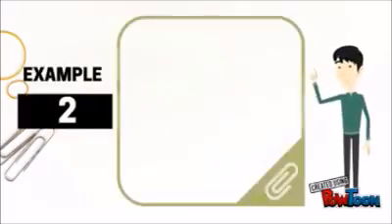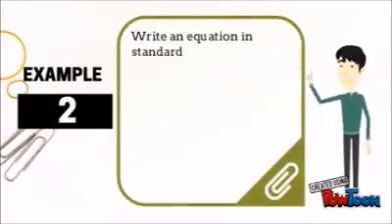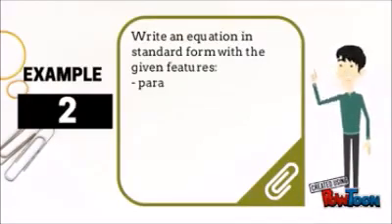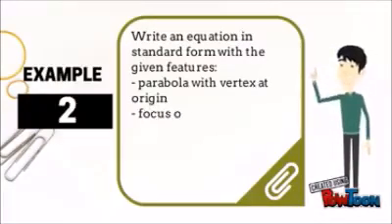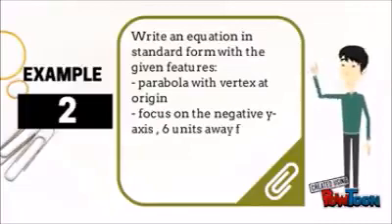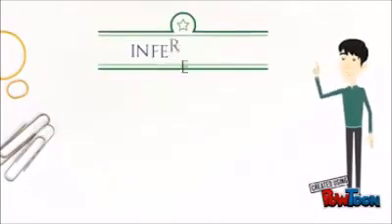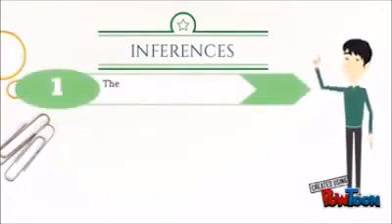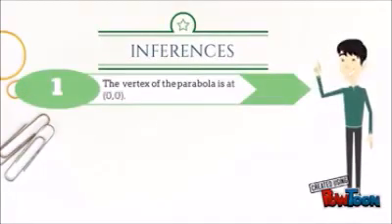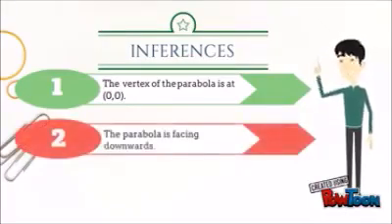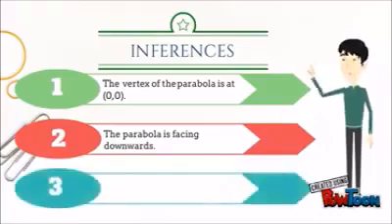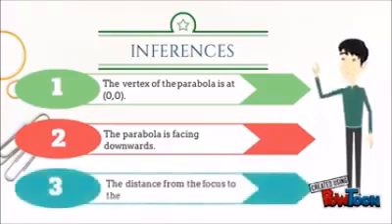Example number 2. Write an equation in standard form with the given features. Parabola with vertex at origin, focus on the negative y-axis, 6 units away from the directrix. First, let's talk about the inferences. We all know that the vertex is at the origin, so the vertex is at the coordinates 0, 0. Next, the parabola is facing downwards because the focus is on the negative y-axis and the vertex is at the origin. Lastly, the distance from the focus to the directrix is 6.